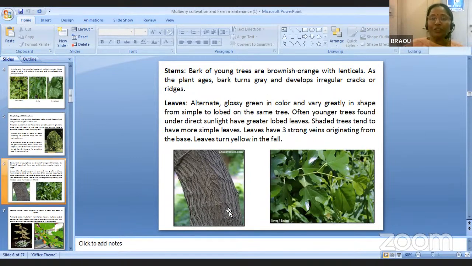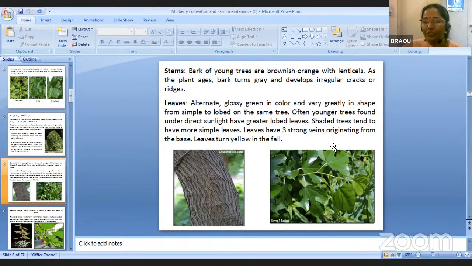Stems. When you're talking about stems over here, if you can see the bark, the bark of a young tree is almost brownish orange in color, but here it is almost an aged one, so the bark has turned gray or dark in color. And they also develop irregular ridges or cracks, which are also called lenticels.